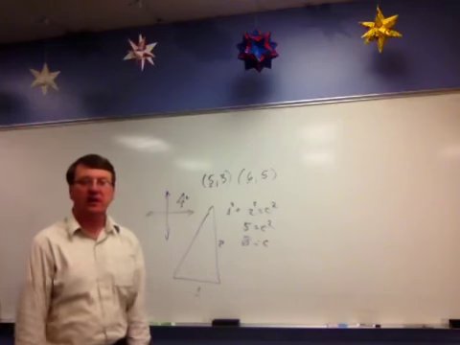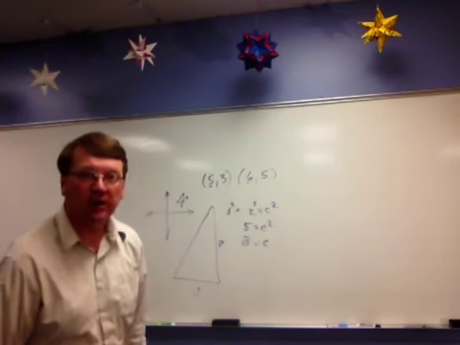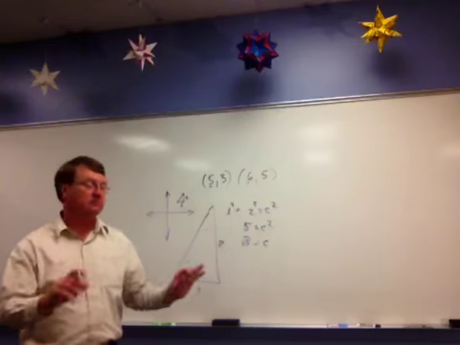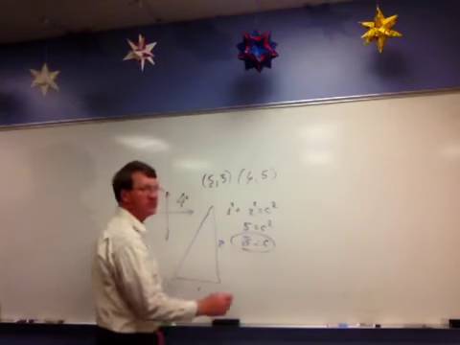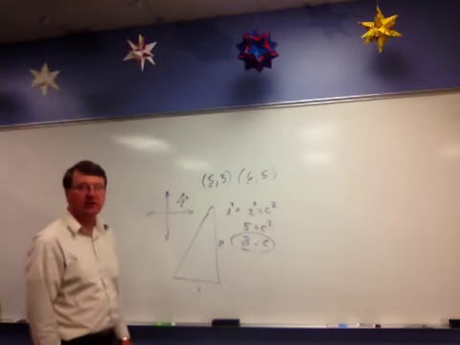Square root of 5 does not come out perfectly. It's not a perfect square. It's prime, by the way, so just leave it. Your answer, the distance between those 2 points, is the square root of 5.